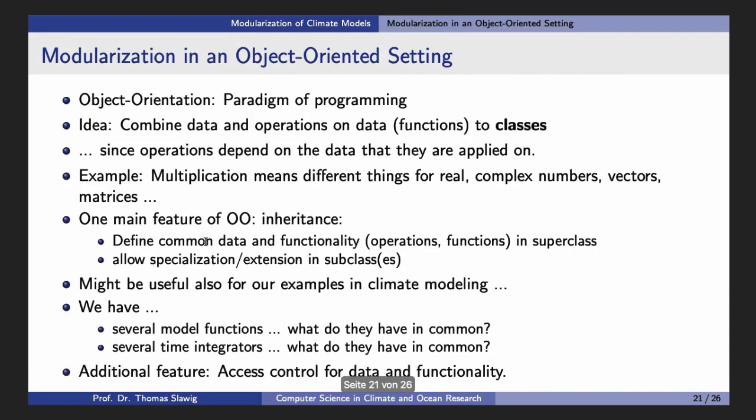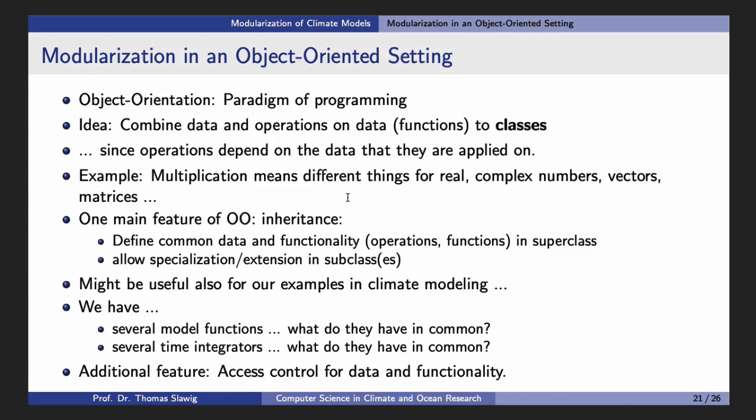In the object-oriented setting, again, the idea is now to combine the data and the operations into classes. And the motivation for this in object-oriented programming was that operations depend on the data they are applied on. For example, multiplication would be a very simple standard example. Multiplication means different things for real numbers, complex numbers, vectors, matrices. And so a multiplication operator or function would be different in every class if I write a class for vectors or for matrices, for example.